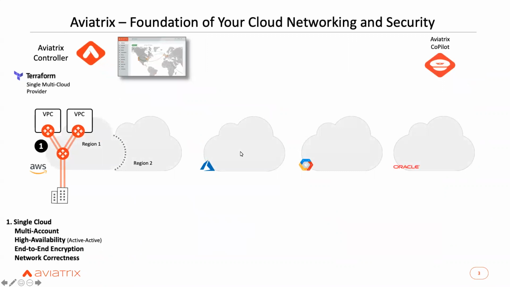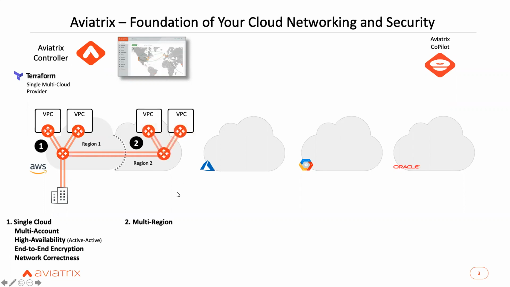If I take this further, you will notice that when you deploy this architecture, we are solving a lot of challenges for your cloud networking and security needs. Aviatrix becomes that foundation for your single cloud deployment or a multi-cloud situation. And to be honest, pretty much all enterprises are multi-cloud these days. But there are certain scenarios where you might want to start from a single cloud provider, and then we are solving all those challenges of multi-account, high availability, end-to-end encryption, and network correctness.